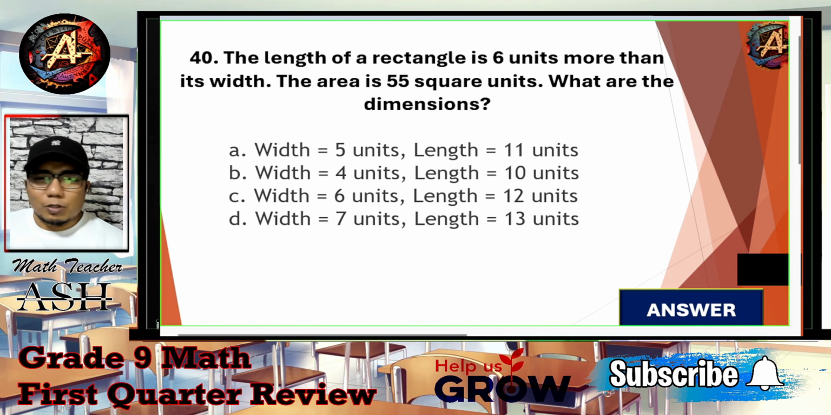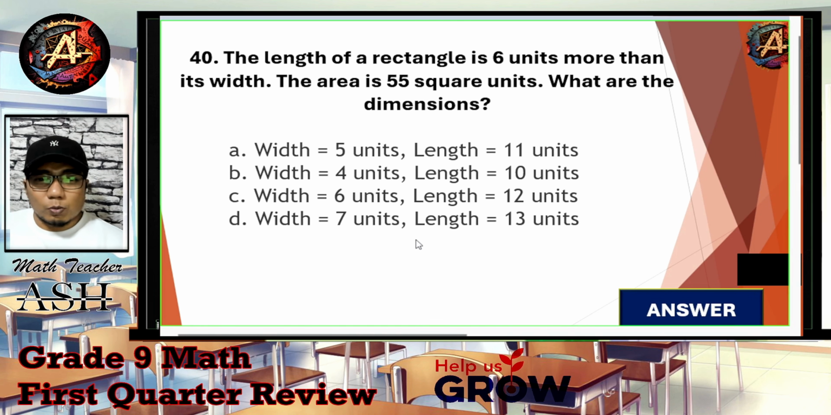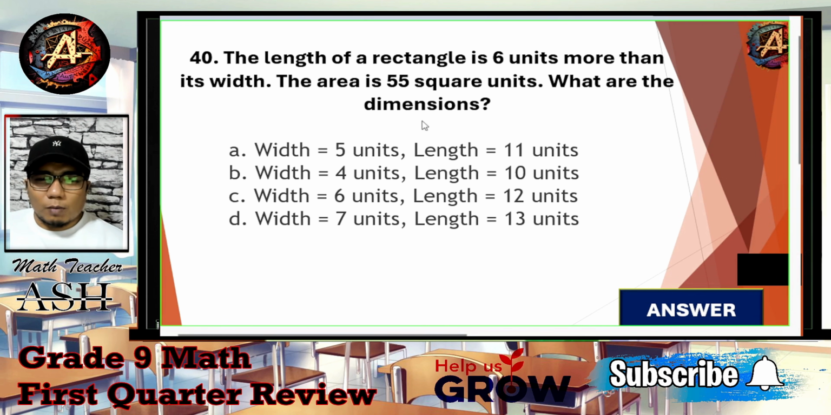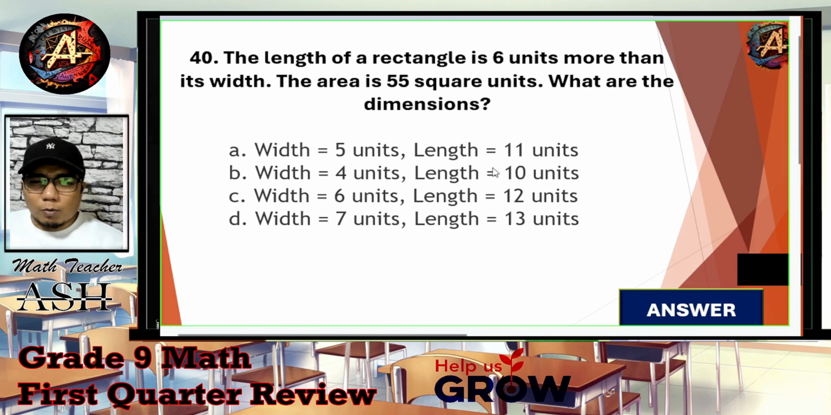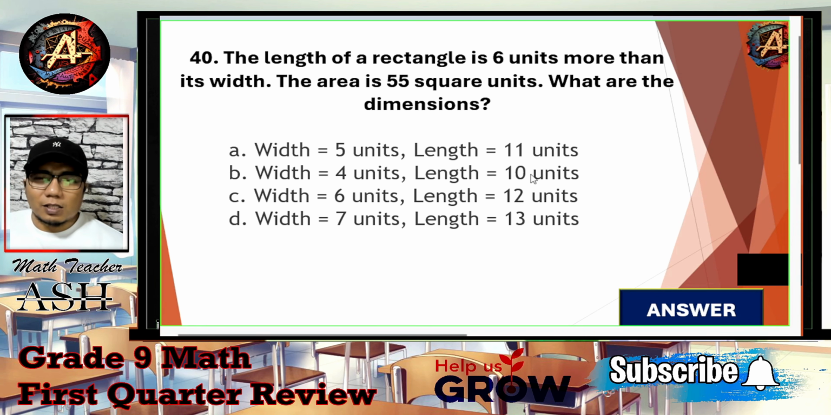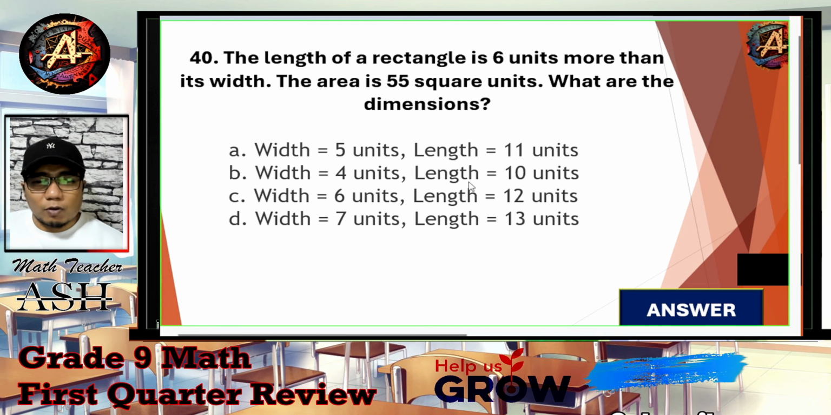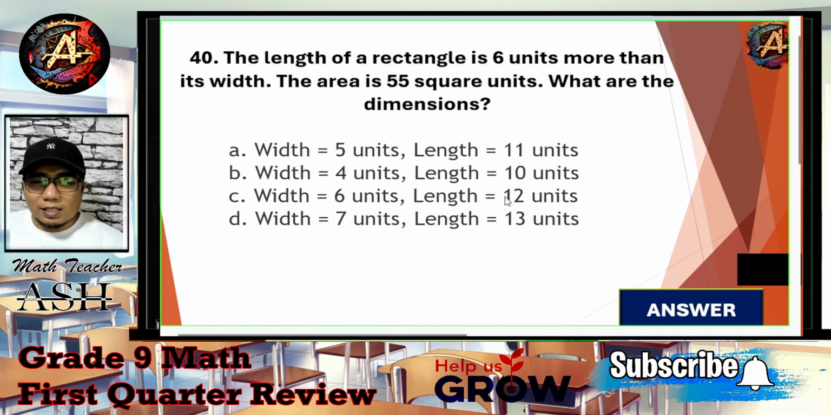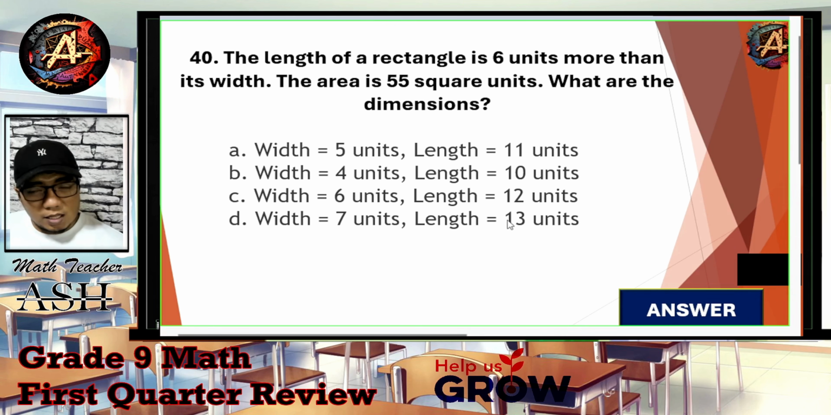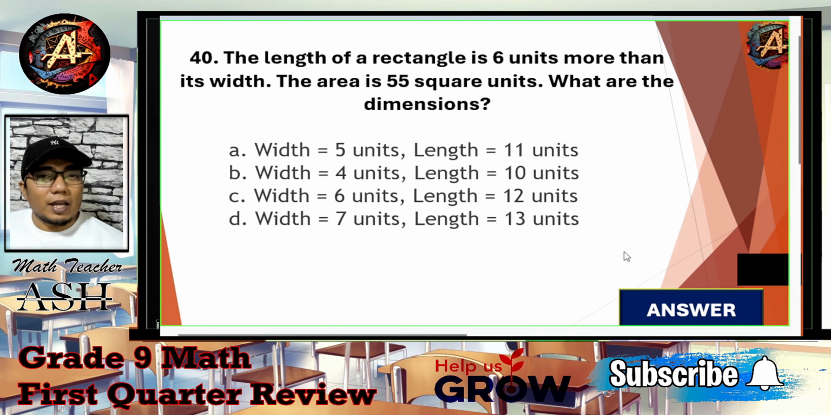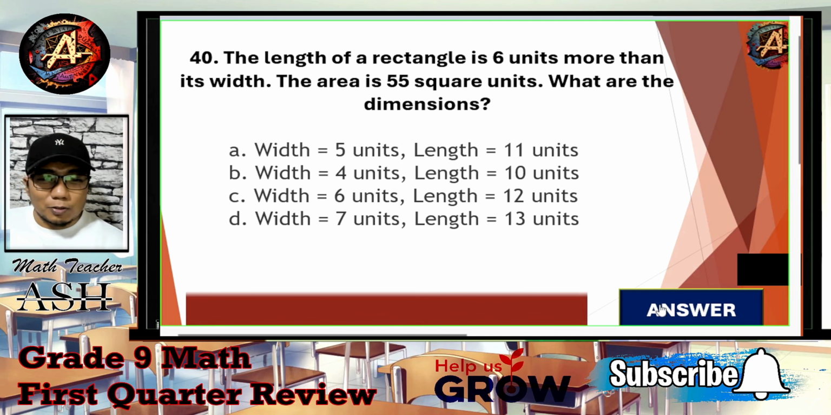Alright, my dear math learners, we are dealing with area here. Talking about area, that is length times width since this is a rectangle. The area is already given as 55, so among the choices we just need to confirm which numbers, when multiplied together, give 55. Letter A, 5 times 11, that is 55. B, 4 times 10, that is 40. C, 6 times 12, that is 72. And 7 times 13 is not 55. So letter A is the correct answer for this question.